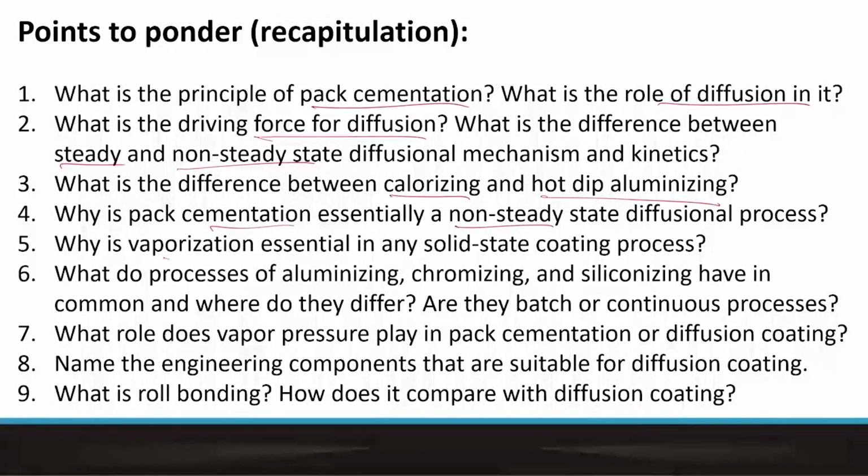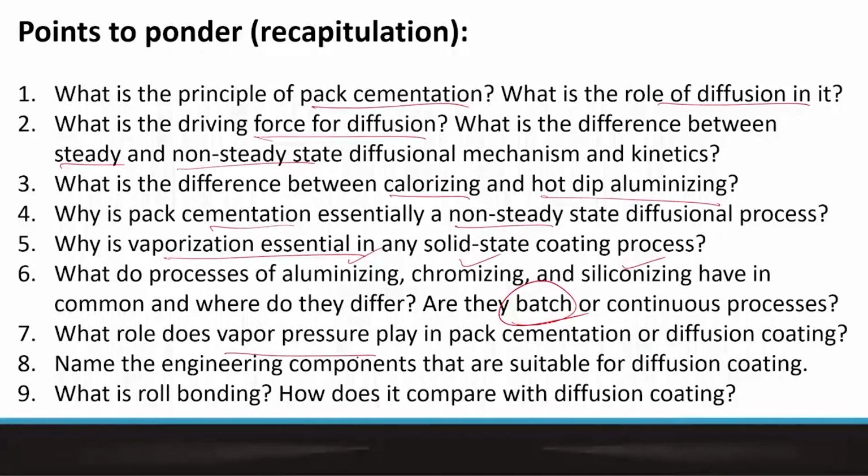Then, why is vaporization absolutely essential in all solid state coating processes, diffusional processes? In which way do they differ from each other: aluminizing, chromizing, siliconizing? What is common in them, and what is the difference? All of them are primarily meant for surface protection against high temperature oxidation, and all of them produce diffusional treatment of substitutional type. In some cases, they remain only a solid solution. In some cases, they form intermetallic phases, and they are usually batch processes because of the very nature of creating a pack, subjecting it to diffusion, and then withdrawing it and so on.